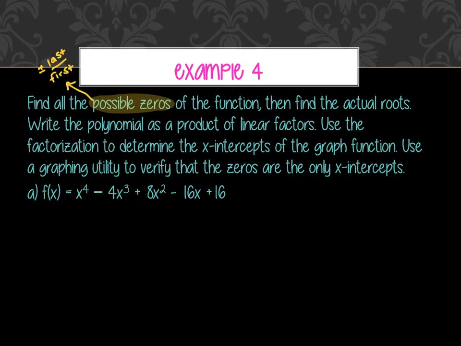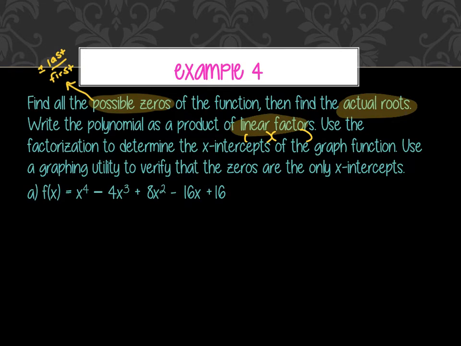Then it says, then find the actual roots. How am I going to find the actual roots? This is where I'm going to either factor, use the quadratic, whatever it is, to get to the actual zeros. Okay? Write the polynomial as a product of linear factors. This is my x minus times x minus times x minus. Use the factorization to determine the x-intercepts of the graph of the function.